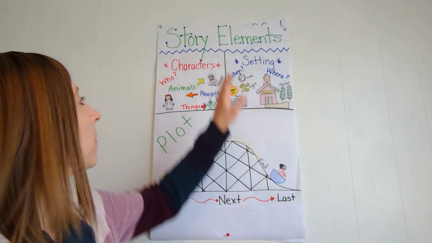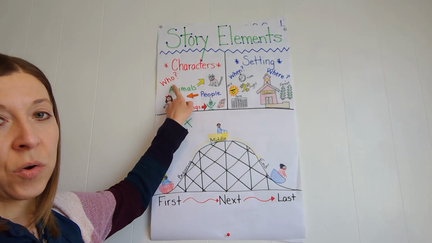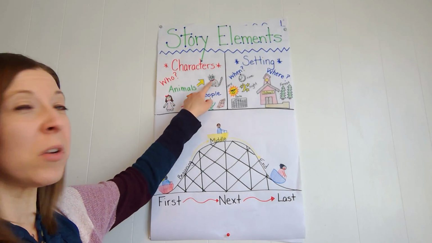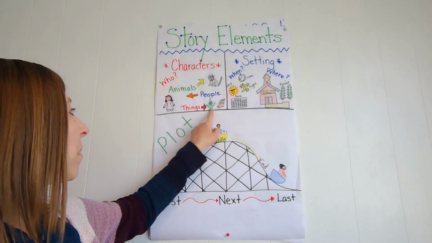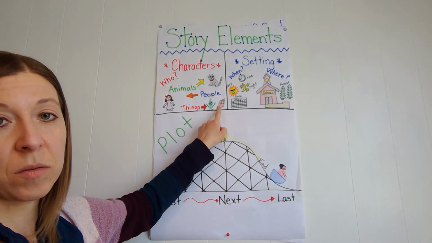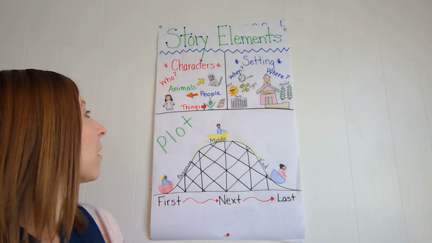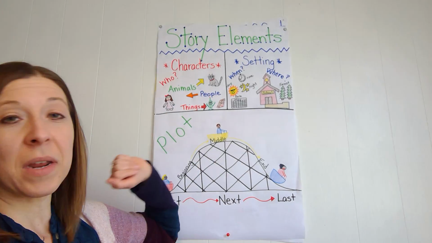All right, the first one, characters. Who is in the story? It could be animals, could be people, could be things like aliens or books. Those are the characters that could be in the story.